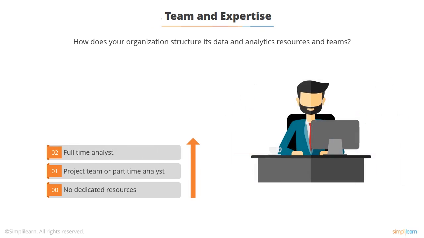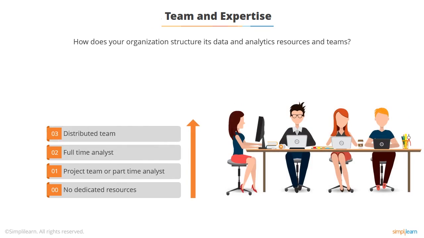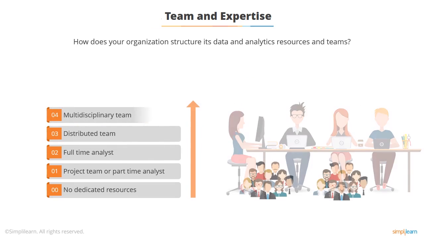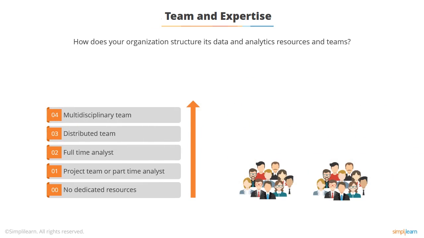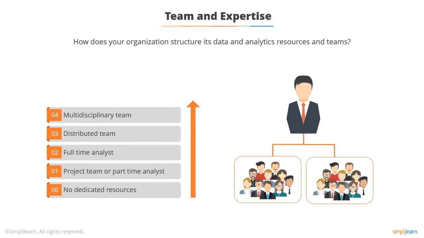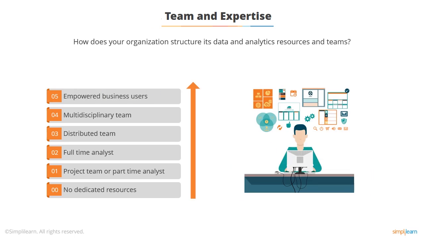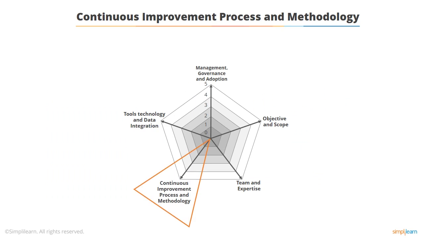So it's getting better when you have a full-time analyst, a distributed team, so different skill sets, but reporting to different managers. While at level 4, you have a multidisciplinary team of people working for the same single manager. And at level 5, you've reached a point where your business stakeholders, your users, are empowered. They know how to get to the information they need, and they understand what it means, and they can make decisions on their own. Area number 4 is by far the weakest spot.